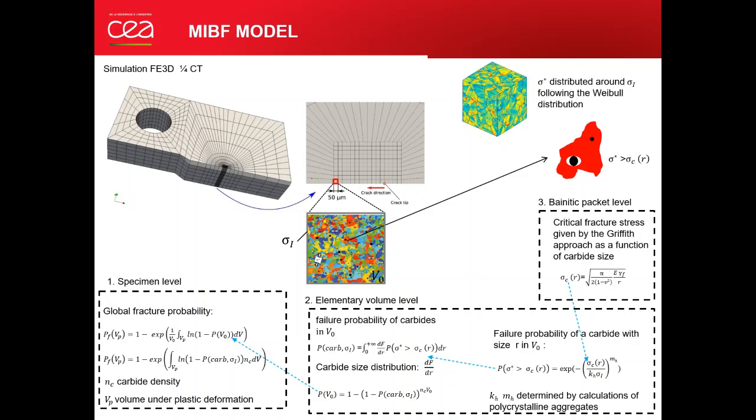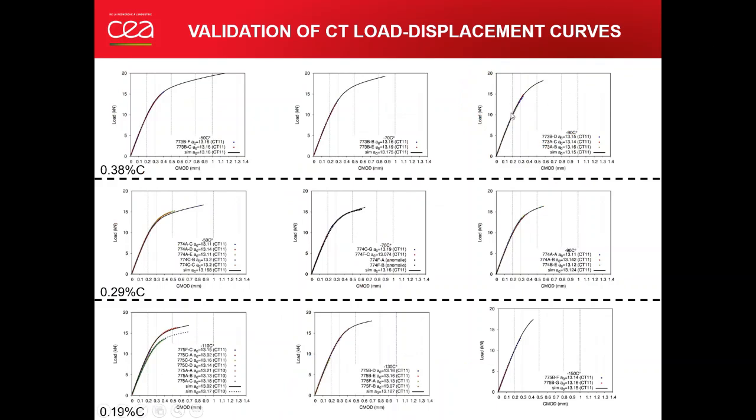The finite element simulations in the current work are performed on a quarter of a side-grooved CT specimen. Firstly, the global stress strain curves are validated, as shown in this slide. We can see the comparison between experimental and simulated curves for each material at 3 temperatures around their reference temperature. For example, for the 0.38% material, we have a comparison from minus 50 degrees to minus 90 degrees. Their reference temperature is minus 75 degrees. And similarly for the other 2 materials, we obtained a very good match between simulated curves and experimental ones.